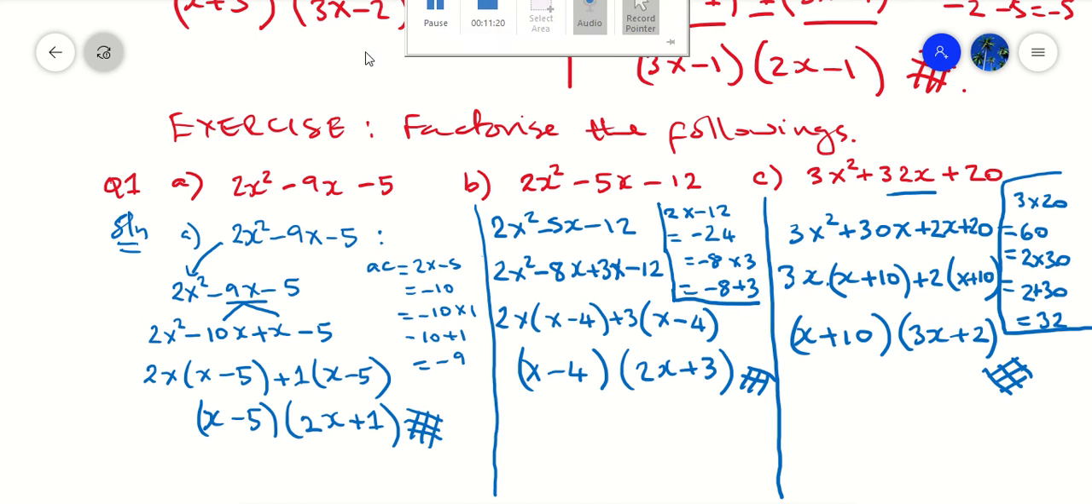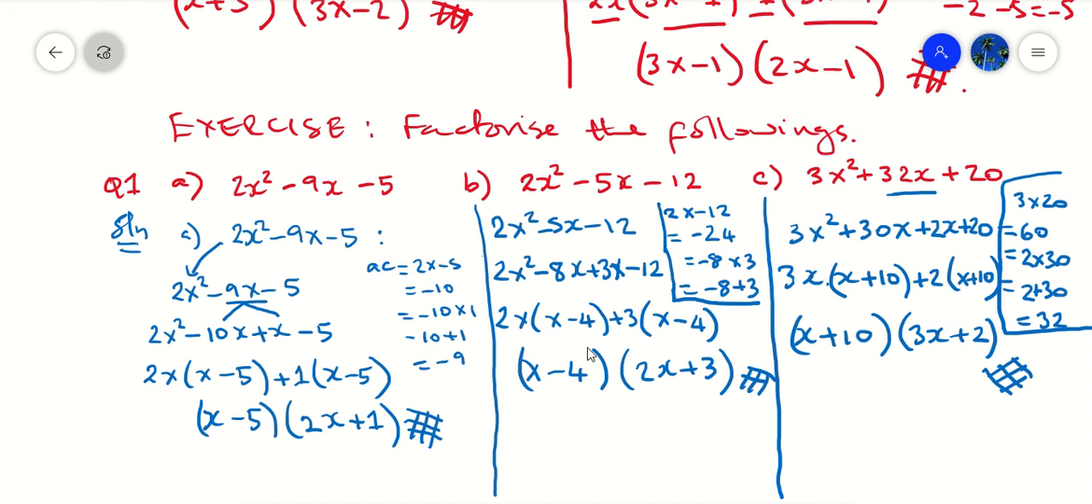Okay, these are the solutions for question number 1, part A, part B, and part C. Part A, all I have done is A times C, just multiply 2 times minus 5, minus 10, and then I use minus 10 plus 1 to give my minus 9, and then I carry on to split it up. The same thing again, I just multiply my A and C, which is 2 times minus 12, which gives minus 24. So factors of minus 24: minus 8 plus 3. If I give minus sign to 8 and add 3, it will give me minus 5.